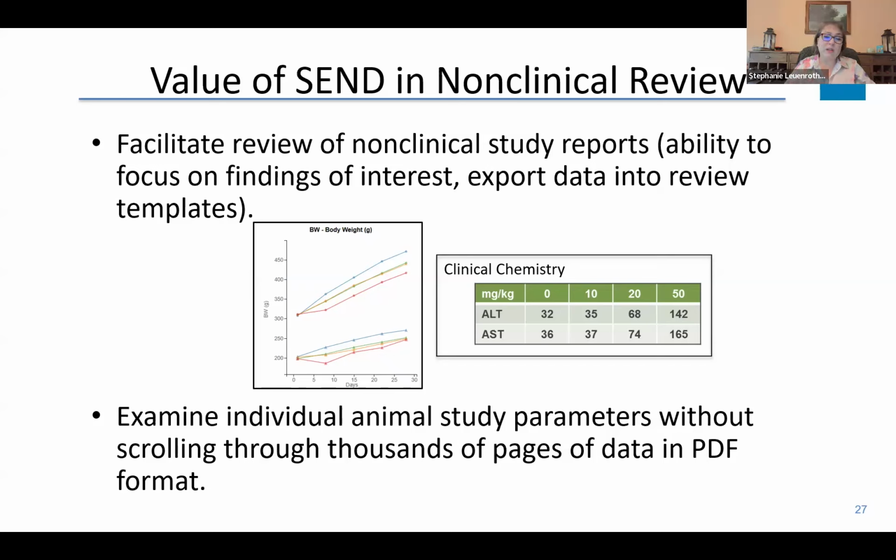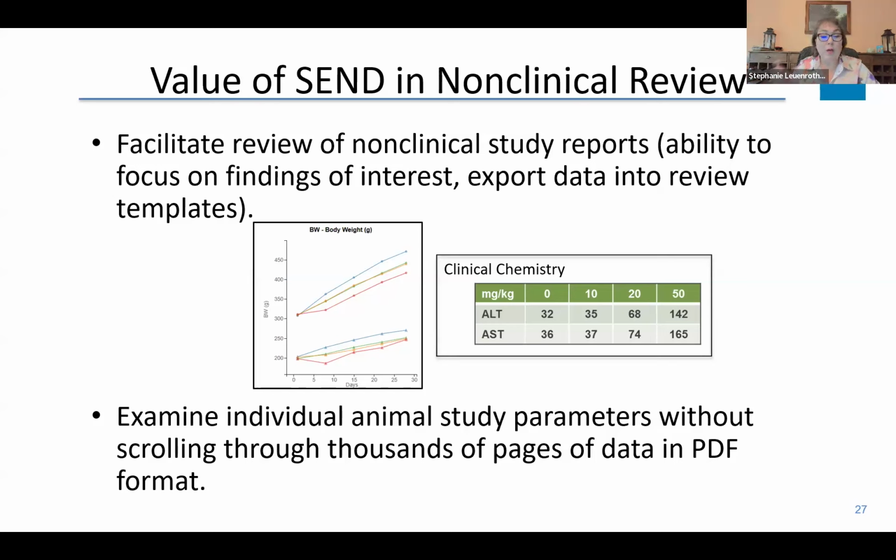So also what makes SEND really nice is that in addition to the summary information, the means and standard deviations, you can look at individual animal data very easily. Previously, within a study report, you have a section that you're looking at for summary data. And then if you see, wow, there's a really high standard deviation, what's going on here? Let me look at all the animals in that group. You'd have to go to some other place that's difficult to find within that study report, look at all the animals, pull out that one animal by ID, and then go back and forth and compare.